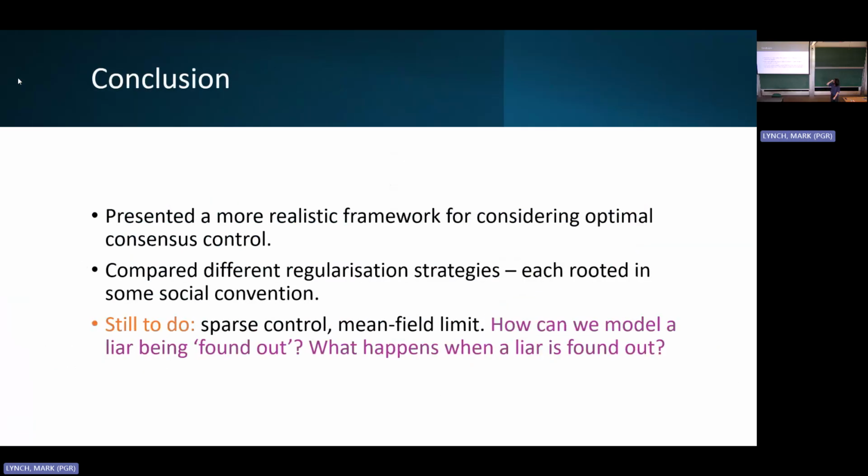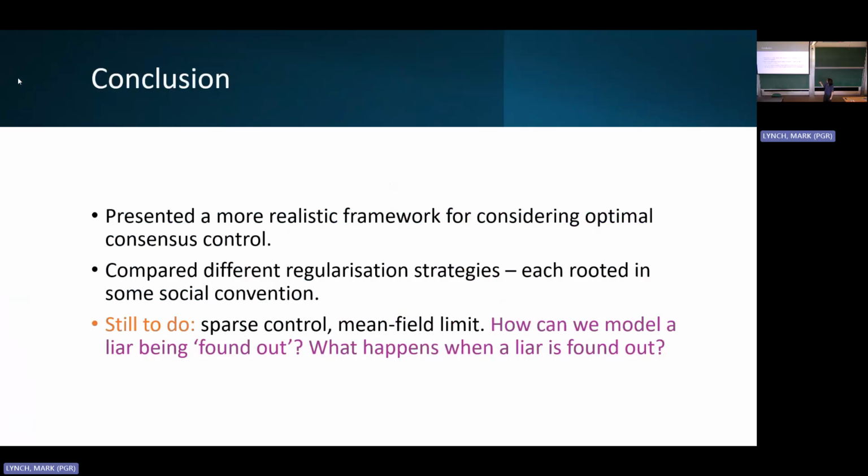So in conclusion, hopefully I've semi-convinced you that this is a slightly more realistic framework for considering optimal consensus control. We've compared some different regularization strategies, each rooted in a social convention. There's still some stuff to do. So sparse control, where the liar wants to decide who they will have the most influence on by lying to them. And mean field limit, which would be nice because then we can derive controls from a PDE rather than using the ODE controls in the PDE.